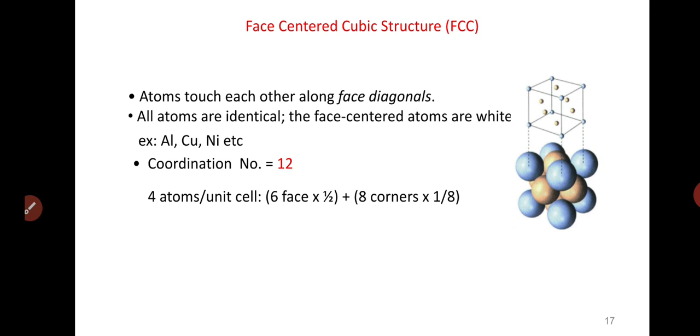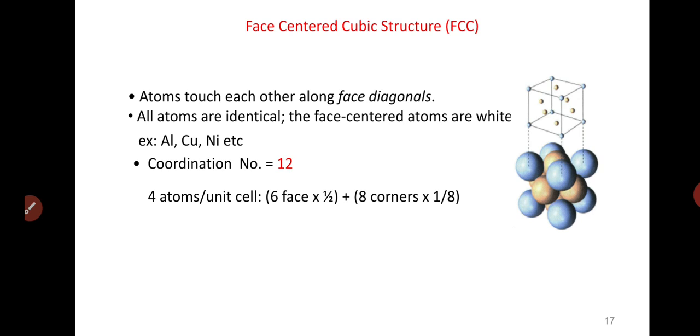Here, due to these atoms at the center of the faces, the atoms touch each other along the face diagonal of this FCC structure. Then you can calculate by taking any one atom and finding the nearest neighbors of this given atom, and you will find there are 12 atoms.